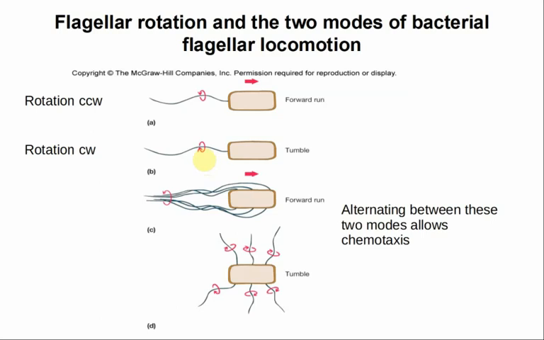So 2 modes of locomotion, forwards and random, and alternating between these 2 modes is what allows the bacteria to move towards interesting stuff, like glucose and amino acids, and to move away from things they don't like, I don't know, UV radiation, something like that, or high acid, low pH conditions, something like this. So how does that work?